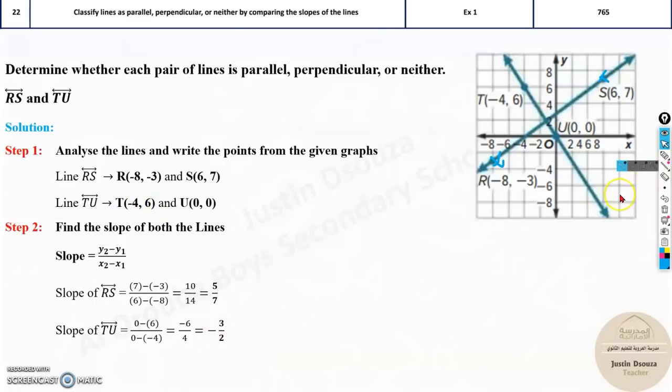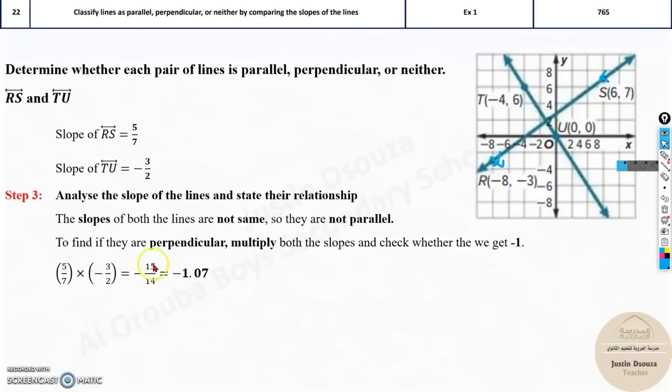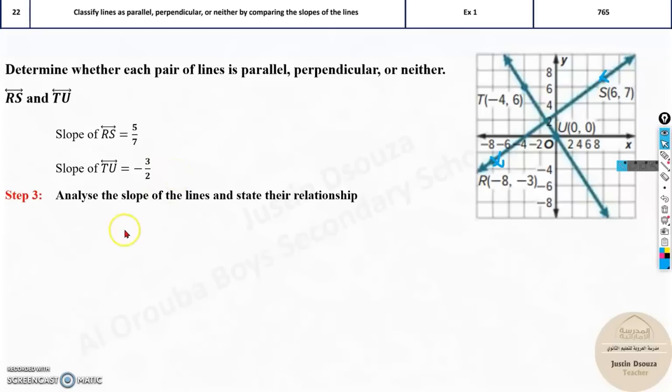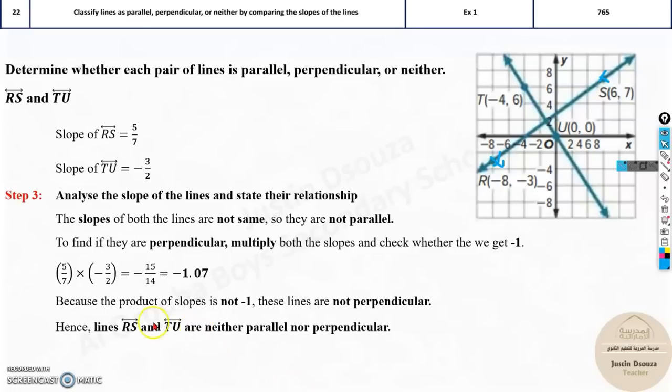Okay, the slopes are not the same, so they are not parallel. It's fine. But what you have to do is multiply these two slopes, and if you get -1, it is perpendicular. Multiply them. The answer is -15 by 14. That's -1.07. Look, it's very, very close to -1, but it is not -1. Only if you get exactly -1, it should not be any decimal, it should be just -1. If that is the case, then your lines would be perpendicular. But over here, it is not the case. So that means these are neither perpendicular nor parallel.